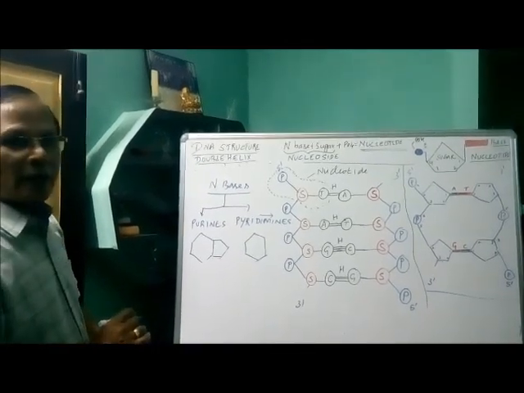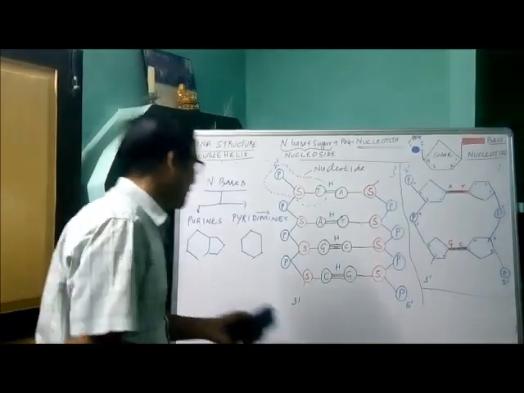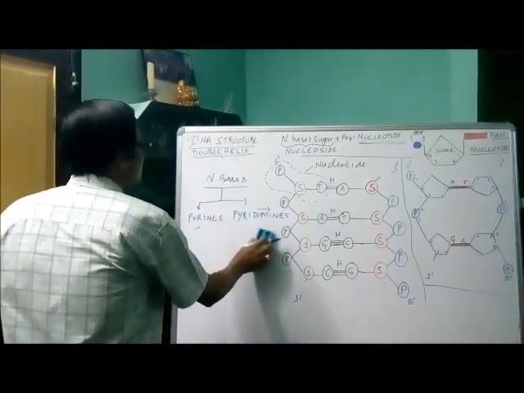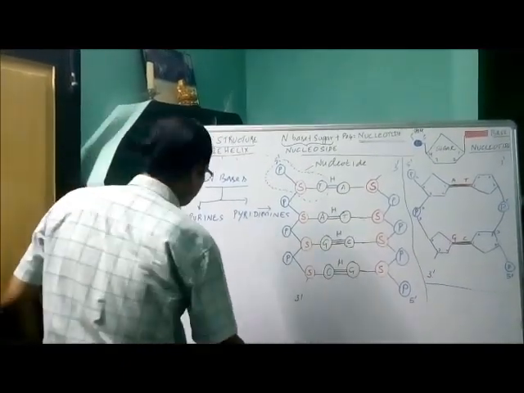Now, the purines are again of two types. There are two types of purines. One, adenine.